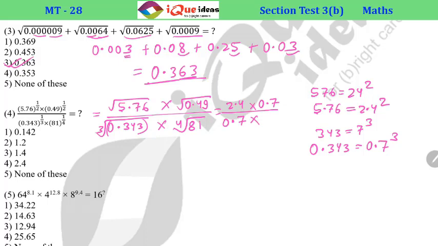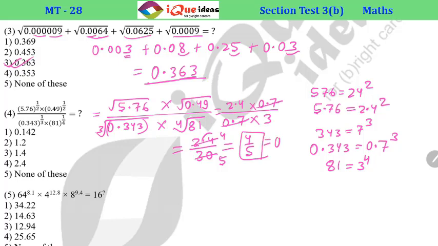Into 4th root of 81. 4th root of 81 is 3, because 81 is equal to 3 raised to the power 4. So 0.7 and 0.7 are cancelled. We are left with 2.4 upon 3. Remove decimal, you will have 24 upon 30. 6 4s are 24, 6 5s are 30. So it is 4 by 5. So the final answer is 4 by 5, which is 0.8. So if you look at the options, none of these is the correct answer.